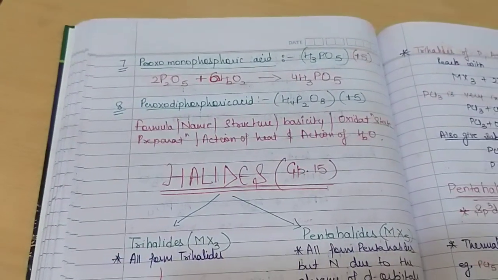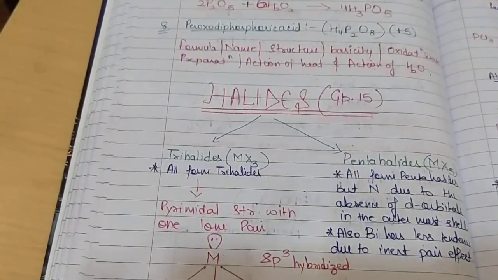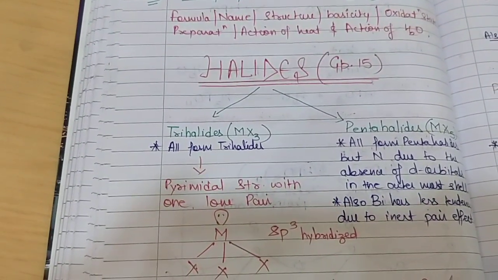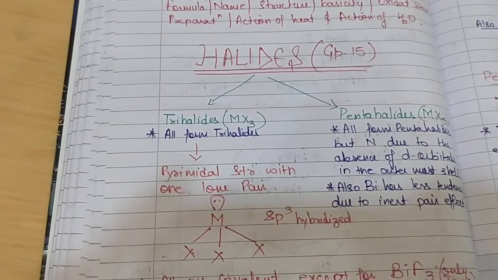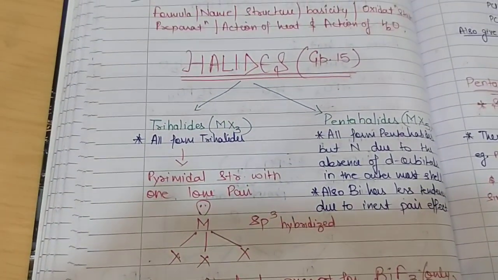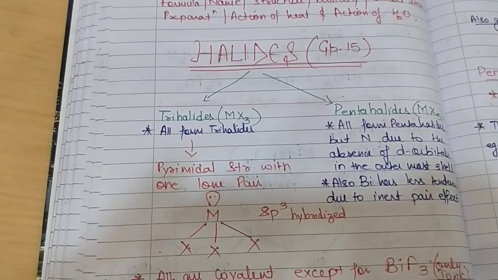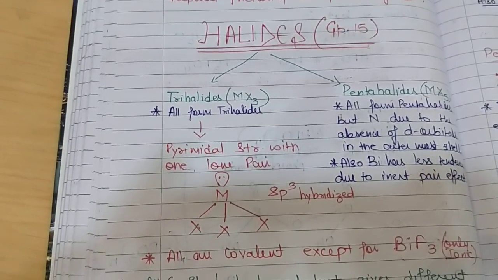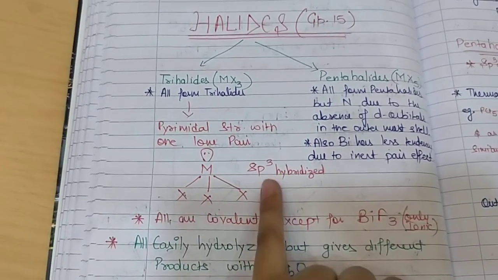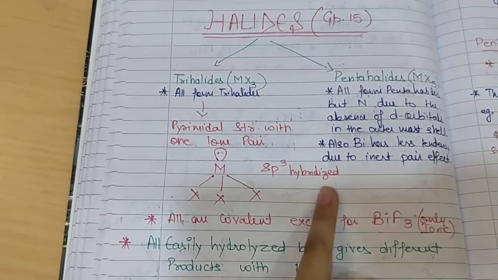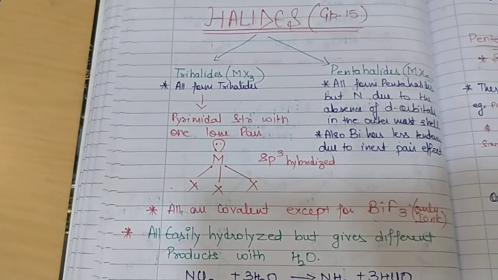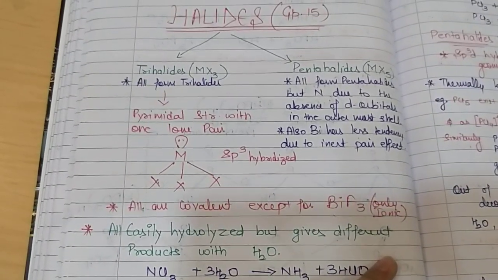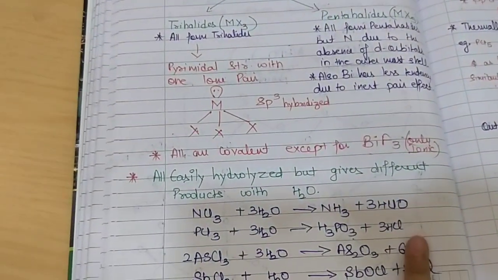Next topic is halides of group 15 elements. Generally, two types of halides are formed by group 15 elements, that is trihalides with general formula MX3, where X represents the halide and M represents the group 15 element, and pentahalides. All the group 15 elements form trihalides. They have a pyramidal structure just like hydrides of group 15 elements, with one lone pair and 3 groups. Here the central element is sp3 hybridized. All the trihalides are covalent except for BiF3, bismuth trifluoride, which is the only ionic trihalide known so far.